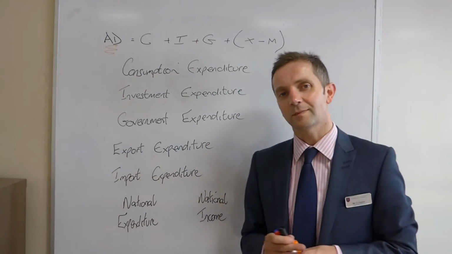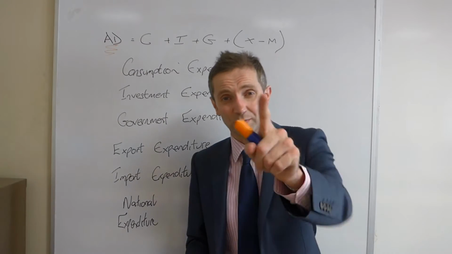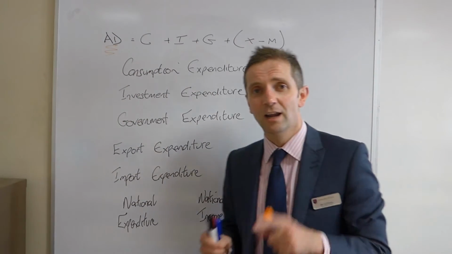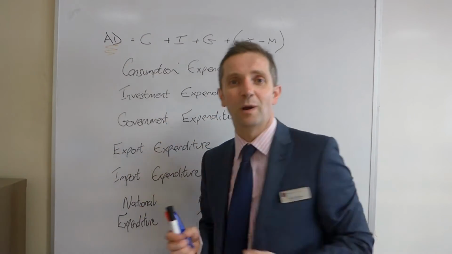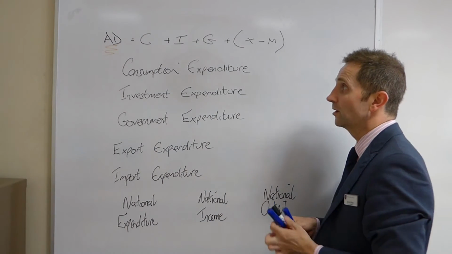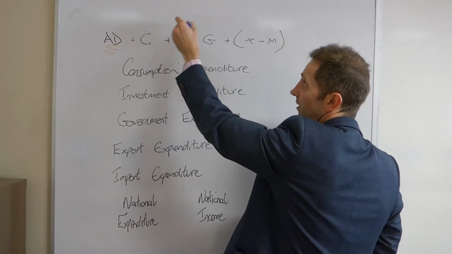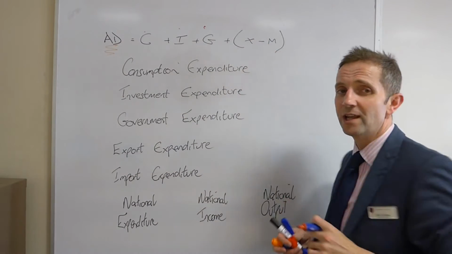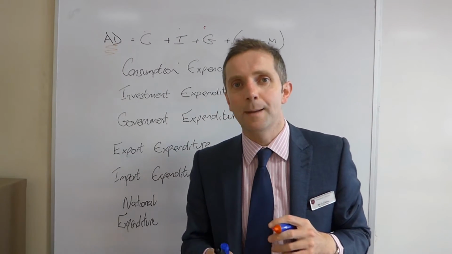So the aggregate demand equation, ladies and gentlemen, is, as you can see here, C plus I plus G plus X minus M. So let's just take a look at that. C plus I plus G plus X minus M.